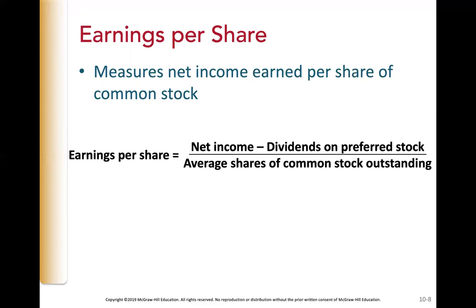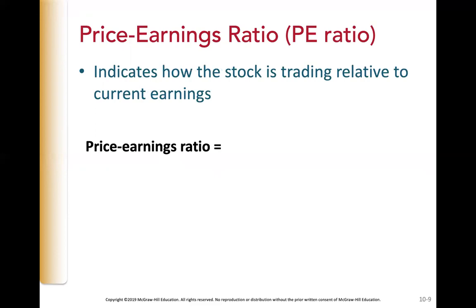If a company does not issue any preferred stock, the top half of the fraction is simply net income. Earnings per share is useful in comparing earnings performance for the same company over time. We do not use earnings per share in comparing one company with another, because of the wide differences in the number of shares outstanding among companies.